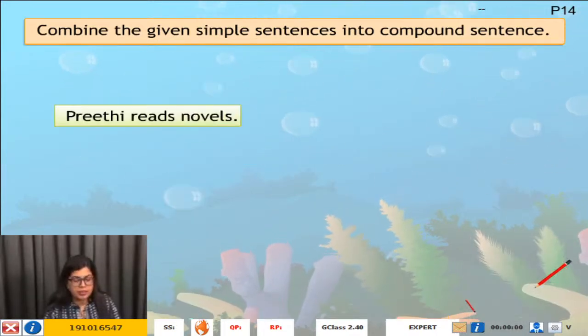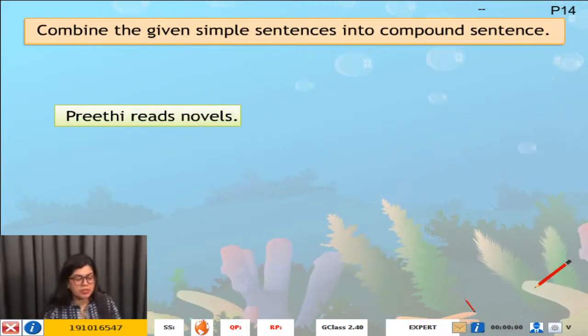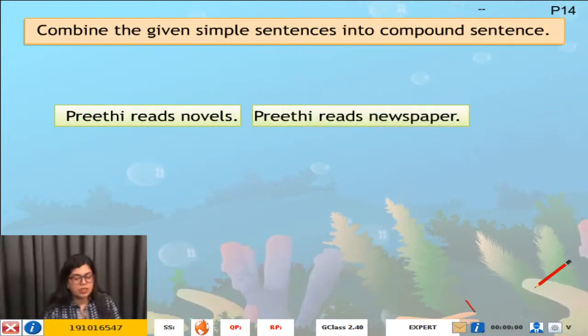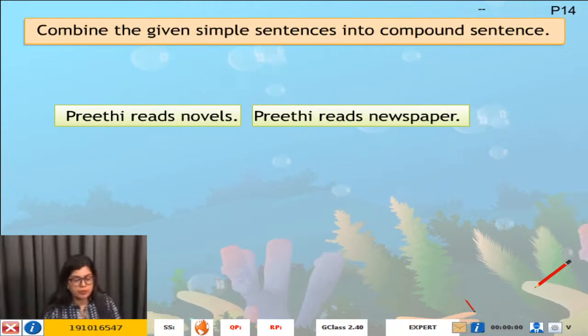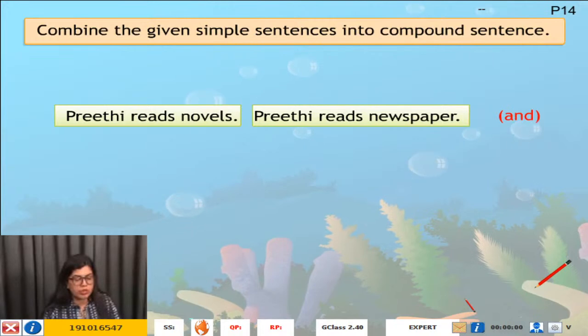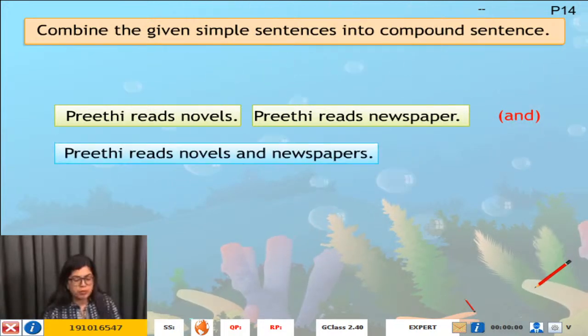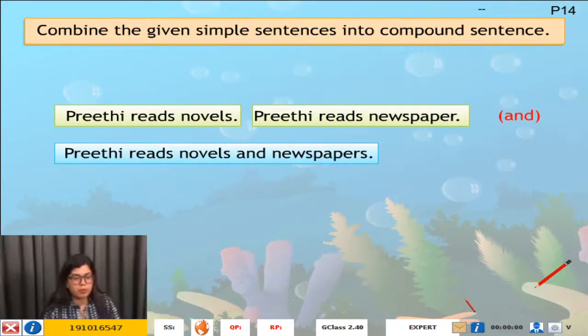Then next, Pretty reads novels. Pretty reads newspaper. So here we have "and." Okay, so how are we going to join these? Pretty reads novels and newspapers.